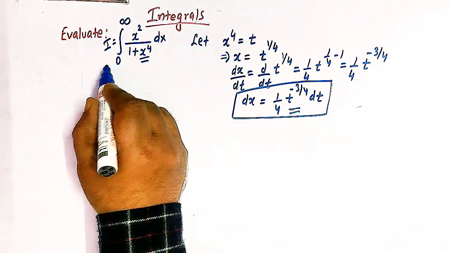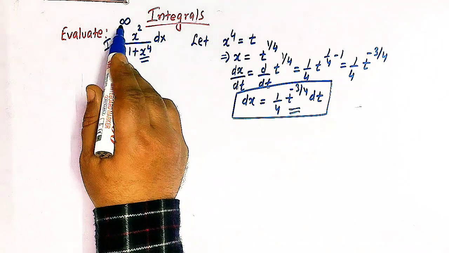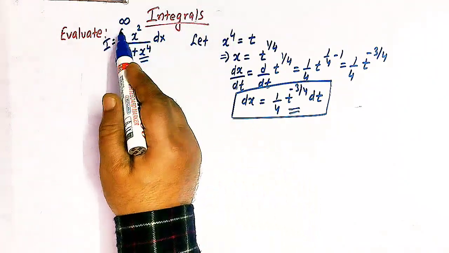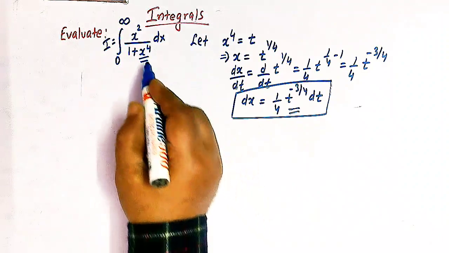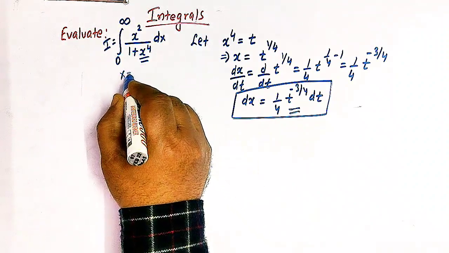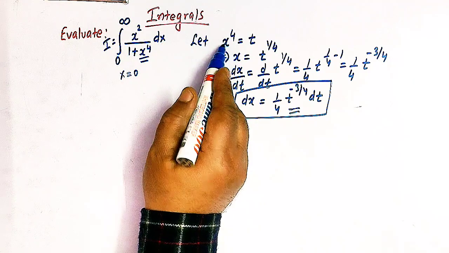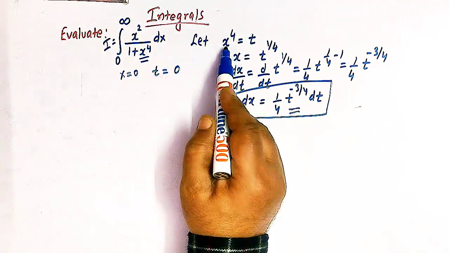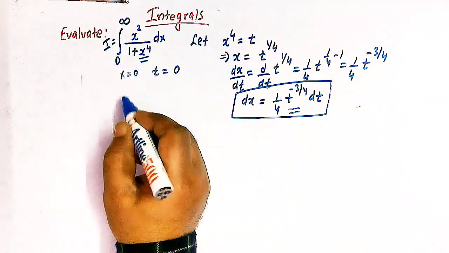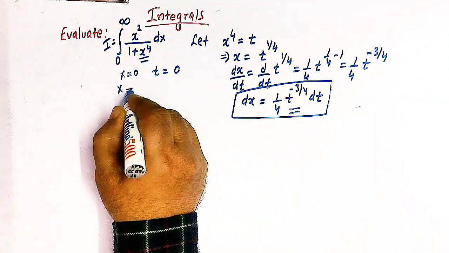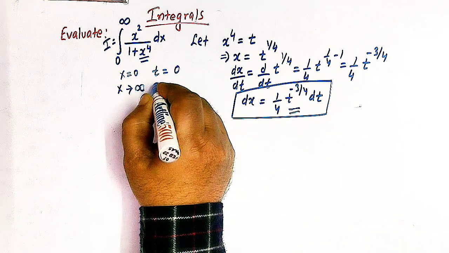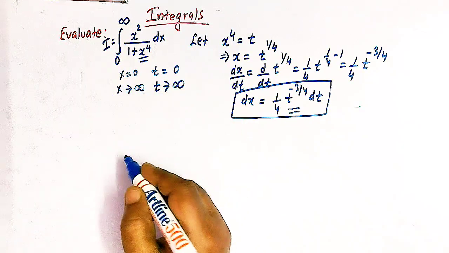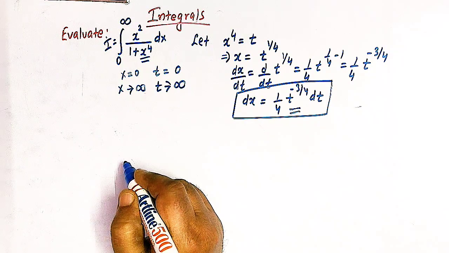Now see, here the limits of integration vary from 0 to infinity. So let us change the limits accordingly. When x is 0, then the value of t is also equal to 0. And when the upper limit, that is x, tends to infinity, then t also tends to infinity. So the limits of integration remain the same.